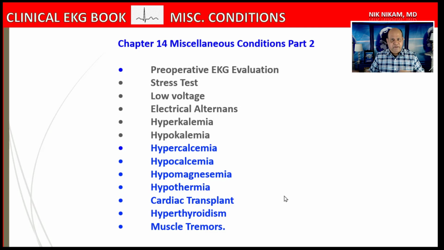So ladies and gentlemen, that concludes chapter 14, Miscellaneous Conditions, from my clinical EKG book. We have all the other chapters covered in this EKG book playlist. Take time to listen to them so that you will be well informed about how to interpret EKGs in the emergency room, in the intensive care unit, or when you are in surgery dealing with an abnormal electrocardiogram.